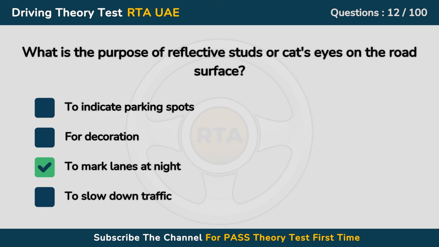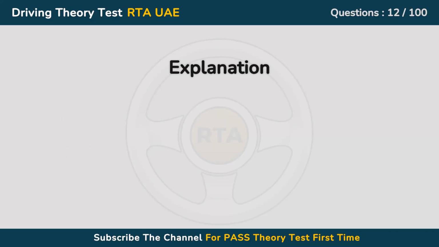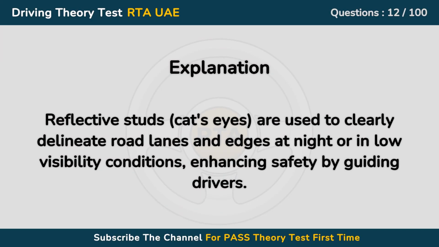Answer is C. To mark lanes at night. Reflective studs, or cat's eyes, are used to clearly delineate road lanes and edges at night or in low visibility conditions, enhancing safety by guiding drivers.